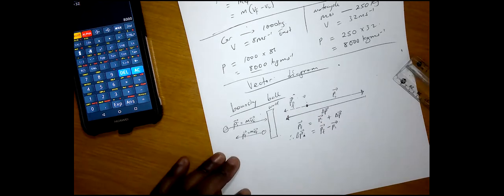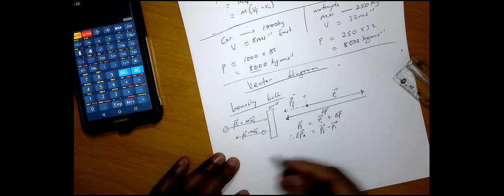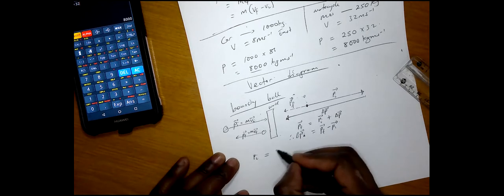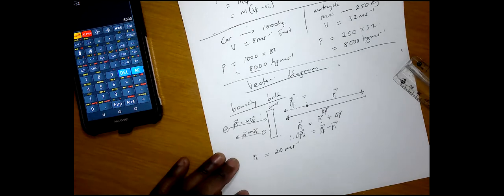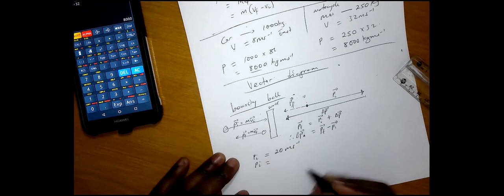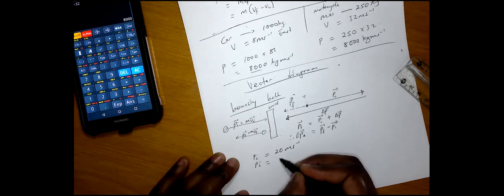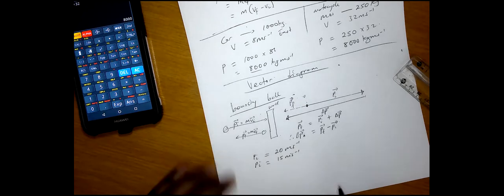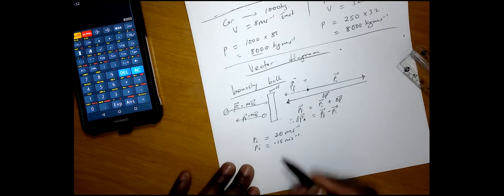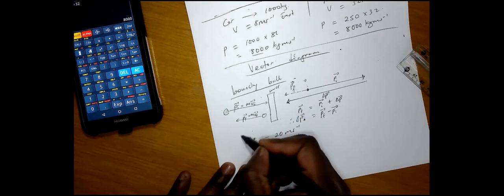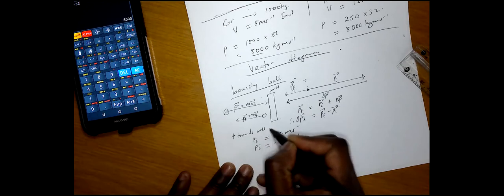Here, let's give an example. Let's say P initial was 20 meters per second. Then maybe P final was 10 or maybe 15 meters per second. But in this case, it will be negative 15 because it's going in the negative direction, if we choose towards the wall as positive.